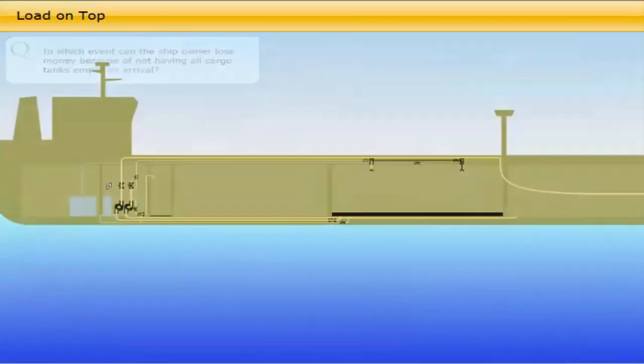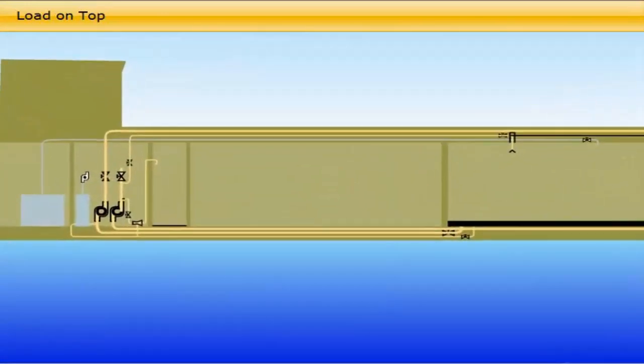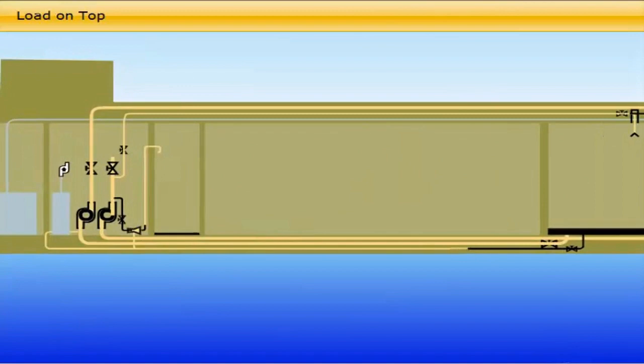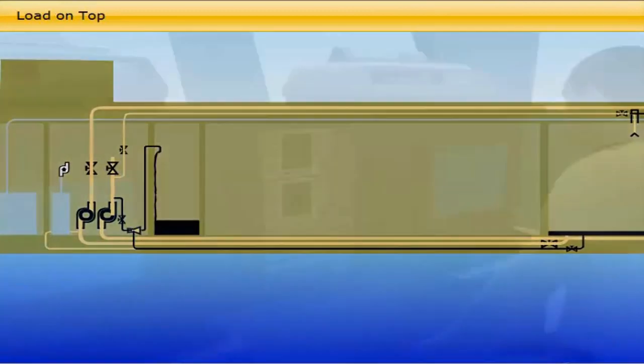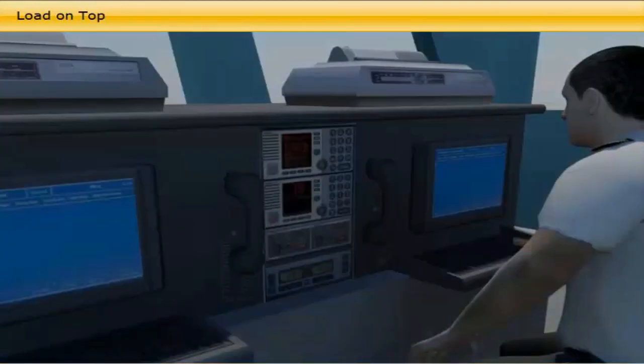In which event can the ship owner lose money because of not having all cargo tanks empty on arrival? When a crude oil tanker has carried out cargo tank cleaning during the ballast voyage, there will be slops and residues collected and stored in one slop tank. If there is any doubt about retaining the slops, the master must communicate this question to the owners and cargo owner or charterers and request their advice.